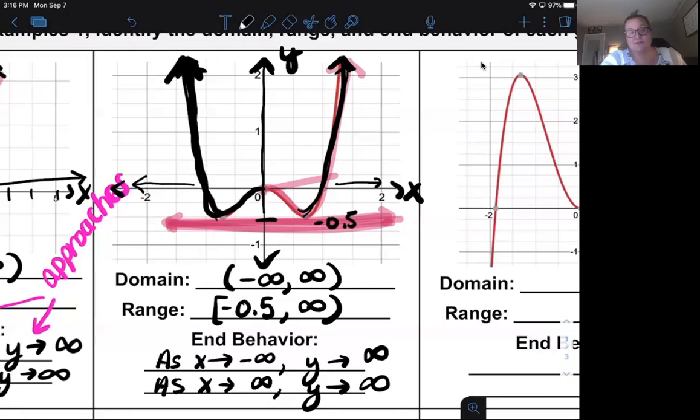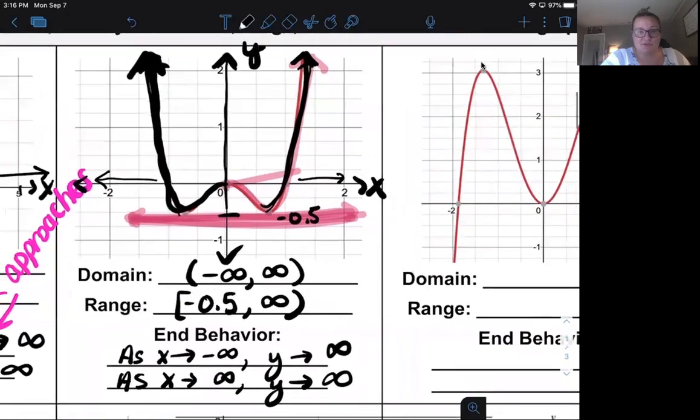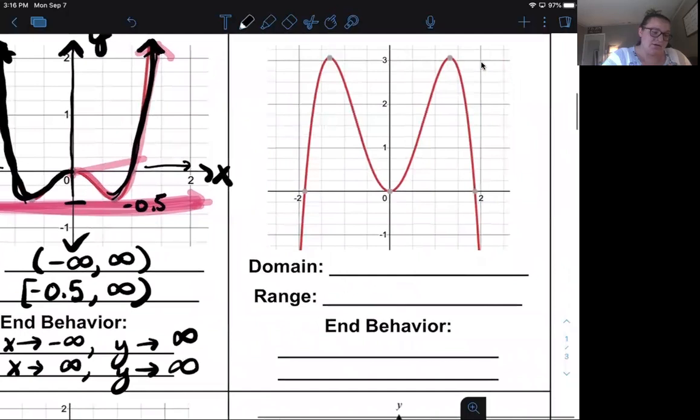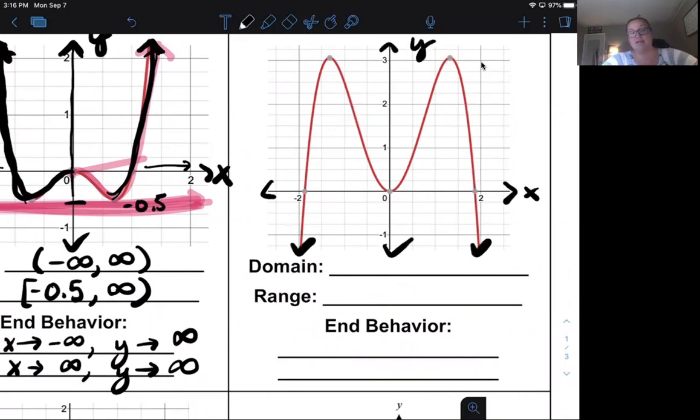Now let's do another example together before you try some on your own. So again, for this graph, we're just going to add some quick arrows to our axes so we know that they extend forever, and to our graph as well, so we know that it extends forever.